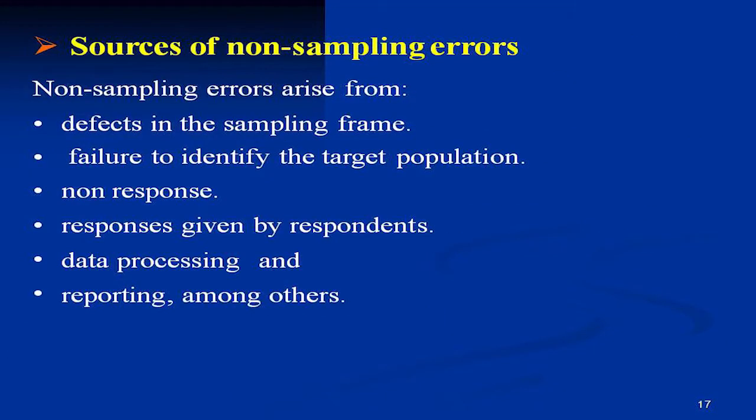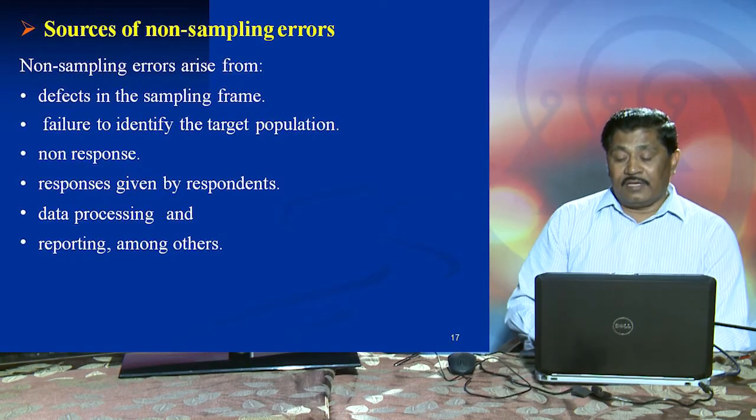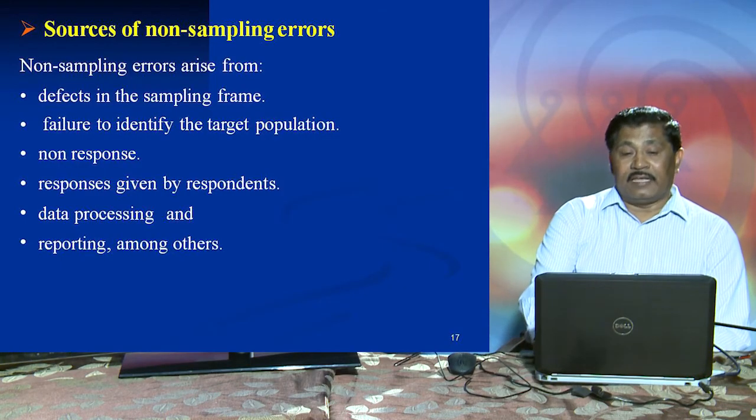Then what are the sources of non-sampling error that we can list? Defects in the sampling frame, failure to identify the target population, then non-response error, then responses given by the respondent, if they are not good, then in that case we can get more non-sampling errors, then data processing and reporting, amongst others, also increase the non-sampling errors.